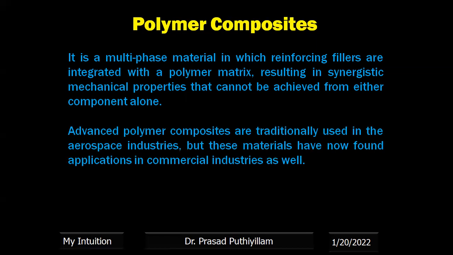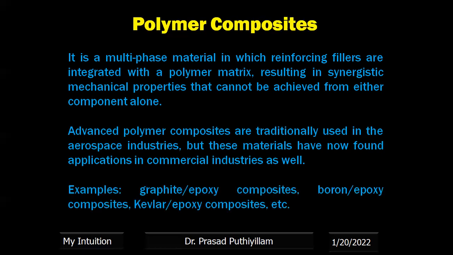Advanced polymer composites are traditionally used in aerospace industries, but these materials have now found applications in commercial industry as well. Earlier, these polymer composites were manufactured mainly for aerospace applications, where high temperature and high impact resistance were required. It was costlier, but with continuous production and improved technology, the cost of manufacturing reduced, and almost all commercial industry now uses advanced polymer composites.